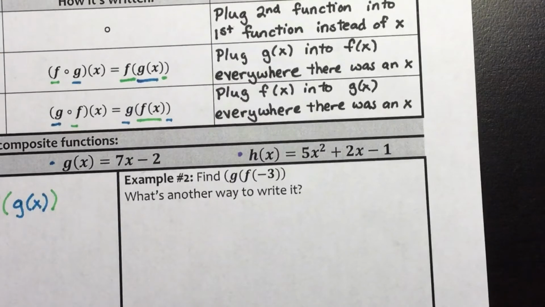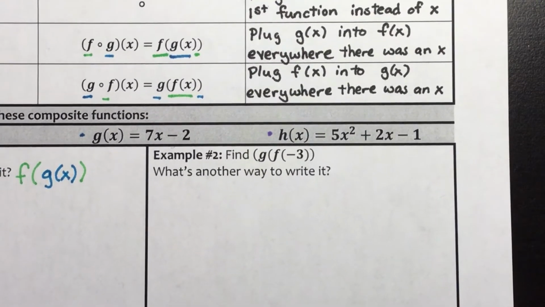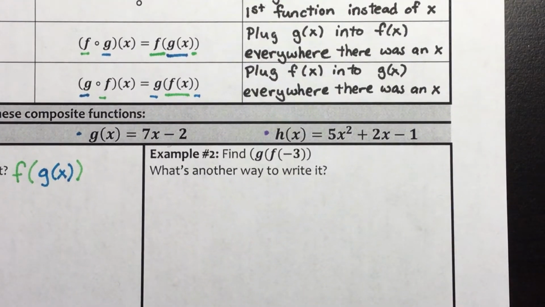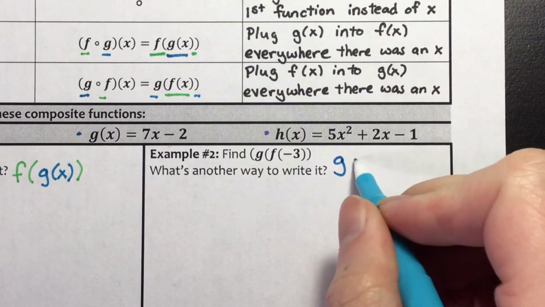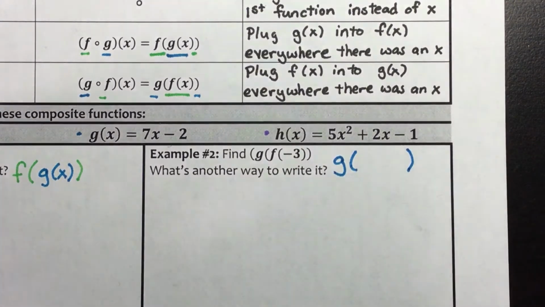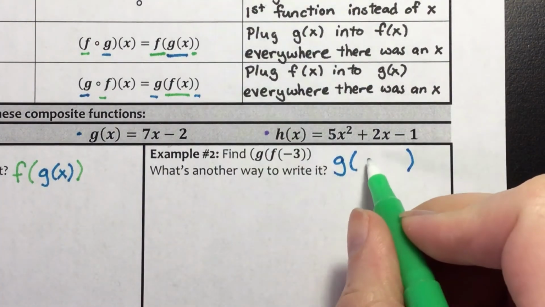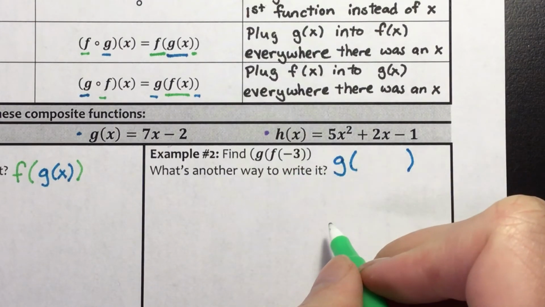All right. Example 2, we have g of f of negative 3. So our first function, our outside function is g. So this is going to be g of, and then f is inside.